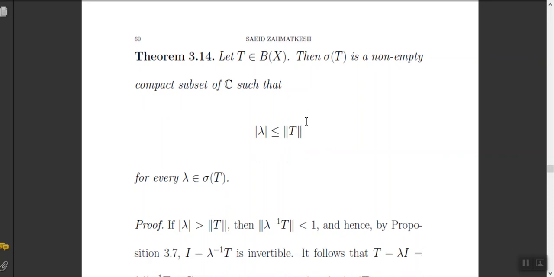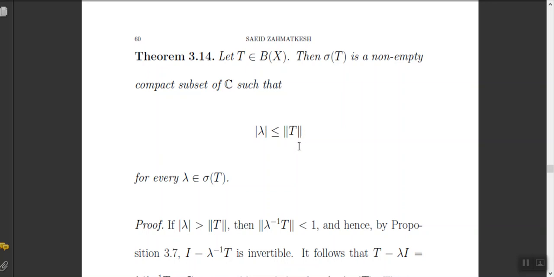So we will prove it's compact and this inequality. But before we start the proof, let me give you a picture about this inequality. What does it mean that for every lambda in the spectrum, the absolute value of lambda is less than or equal to the norm of T?